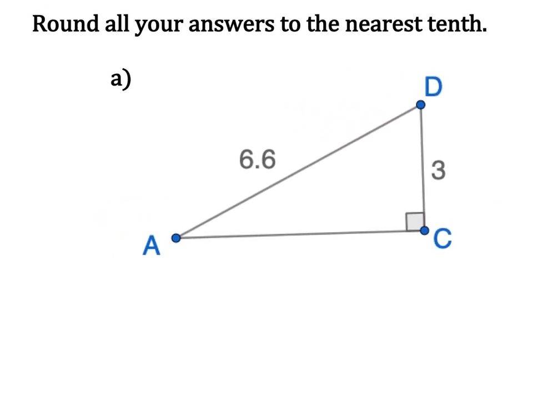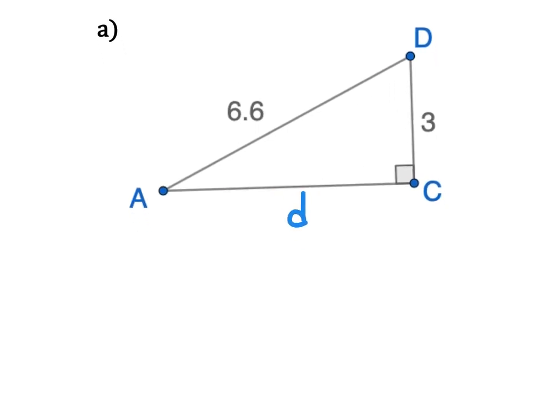So here we have a triangle. We've got two sides, 3 and 6.6. Let me call this little side down here D. Do we know how to find a missing side in our right triangle if we know two? I think we do, right? We've got good old Pythagorean theorem. Can you write your Pythagorean theorem out? Try it out if you're following along. Make sure to put that 6.6 in the hypotenuse spot, all by itself over there.